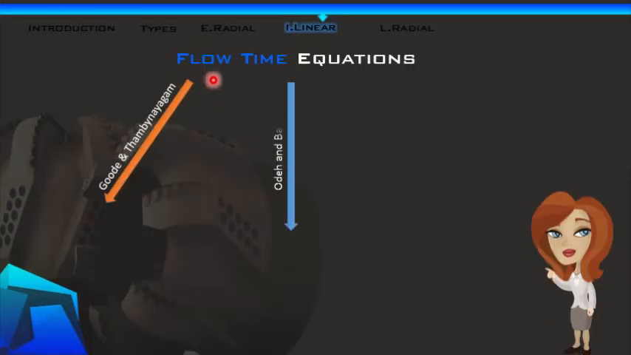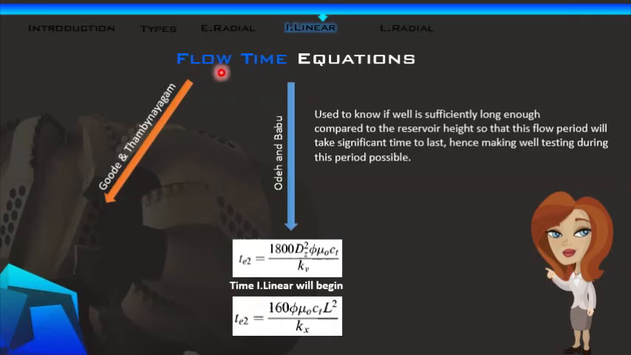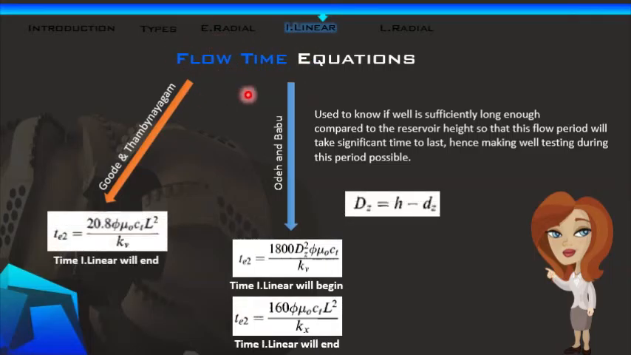Moving next, let's look into the flow time equation. What is this flow time equation? It is used to quantify the effect of the linear flow regime: when does it start, and when will it end? Why should we know this? Because first we need to know whether our well is long enough for this linear flow to last significantly. For example, if the period only lasts for 3 hours, it's not possible for us to do the well test. So we use this to test how long this effect will last.